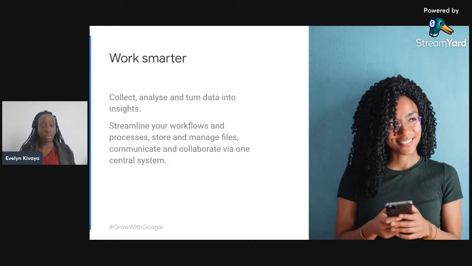You can store and manage files. You can communicate and collaborate with one another under one single central system. It also prevents threats before they happen with proactive security tools powered by Google artificial intelligence, which is what we are currently looking into, machine learning, the current digital thing. And also, people can find the exact files, content, and knowledge they need. So that is how Google Workspace can enable you to work smarter.